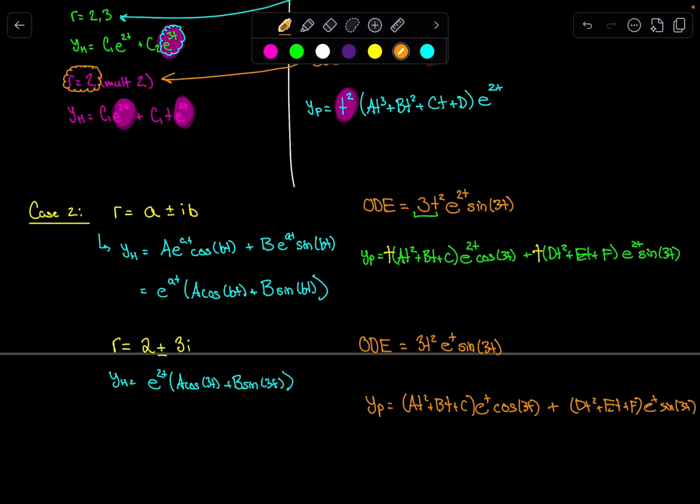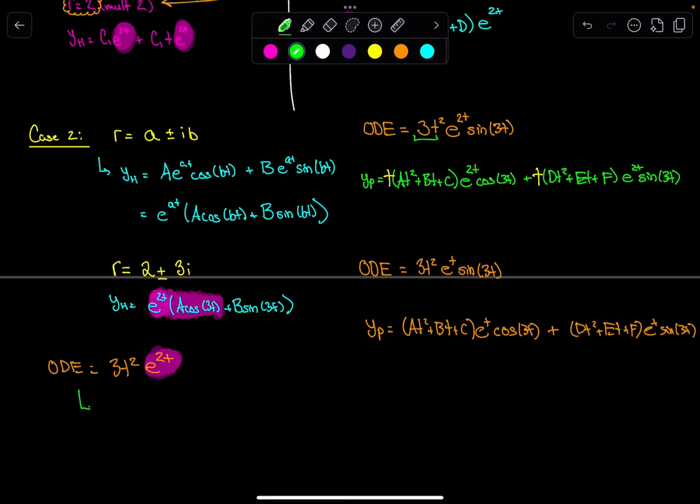You may ask, what if the ODE was equal to 3t squared e to the 2t? You might say, Dylan, there's an e to the 2t here. Yes, there is, but that e to the 2t is accompanied by cosine and sine; those are being multiplied to it. So e to the 2t as a standalone function is a very different function than e to the 2t multiplied by cosine. So our guess in this example is not impacted by our homogeneous solution. Our guess would just be at squared plus bt plus c times e to the 2t. There's no repetition that we have to be worried about.